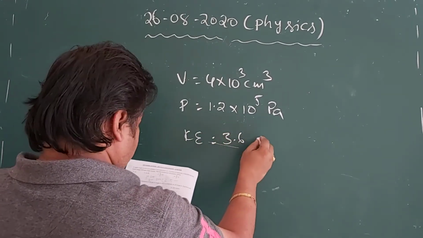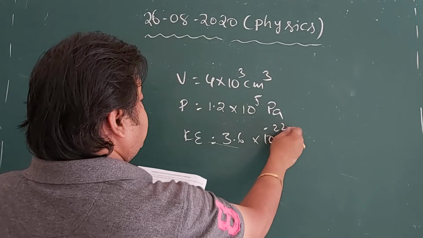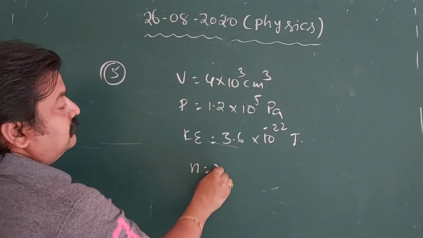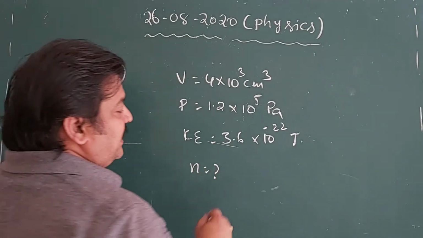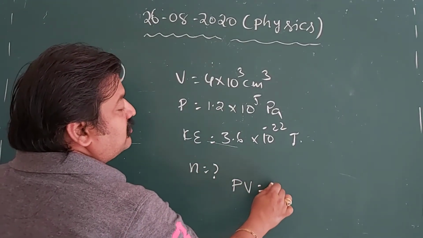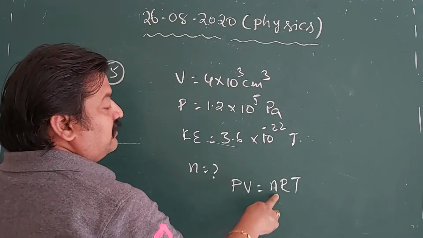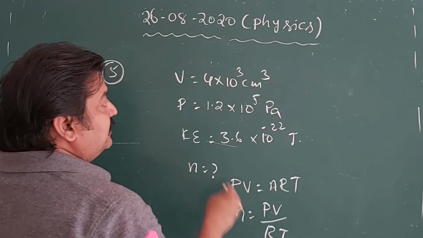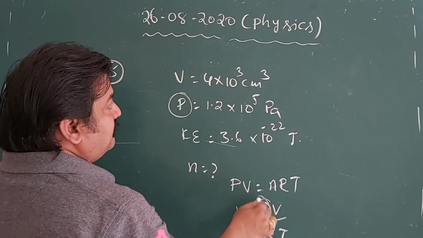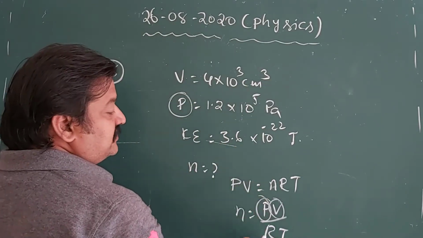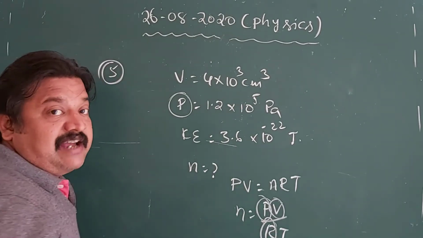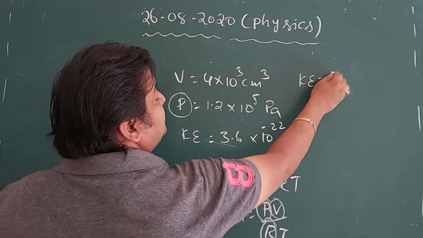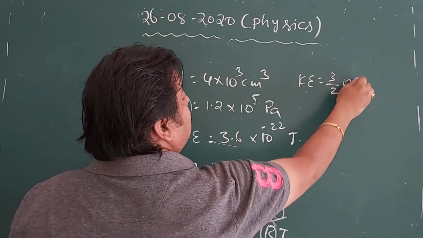3.6 into 10 power minus 22 joules. They ask to find the number of moles. We know that by the ideal gas equation, PV is equal to nRT. From this we can say n is equal to PV by RT. In the problem, pressure is given, volume is given, you must convert the units. R you know, but you do not have T there. How to find T? You can get it from kinetic energy, KE is equal to 3 by 2 RT.